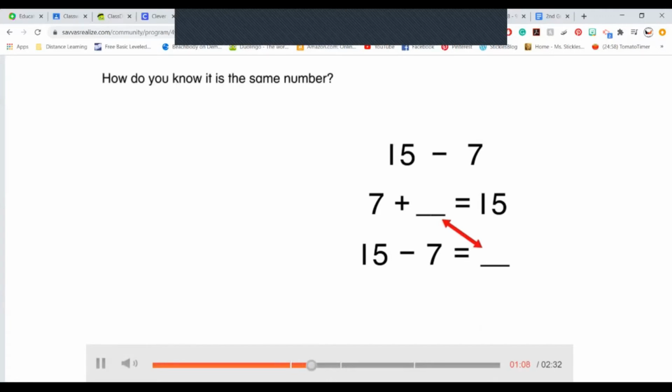How do you know it is the same number? Because the addition and subtraction facts are related. They use the same three numbers. What is the missing number? Well, you and I both know that 7 plus something equals 15. We know it's 7 plus 8, right? So 7 plus 8 equals 15, which means the missing number in 15 minus 7 is also 8. So 15 minus 7 equals 8. The missing number is 8.